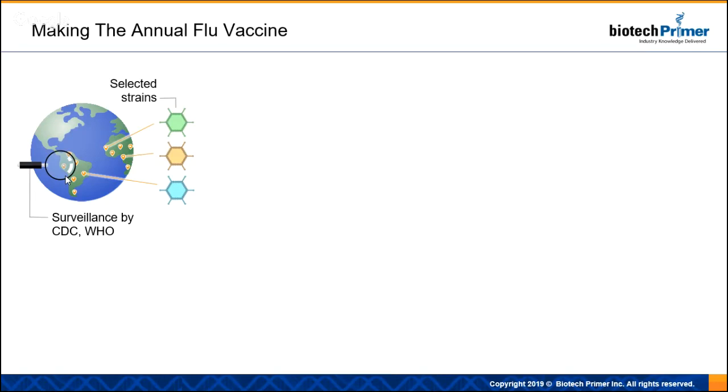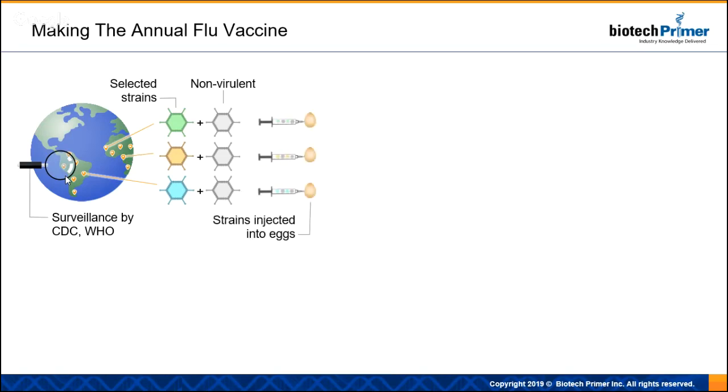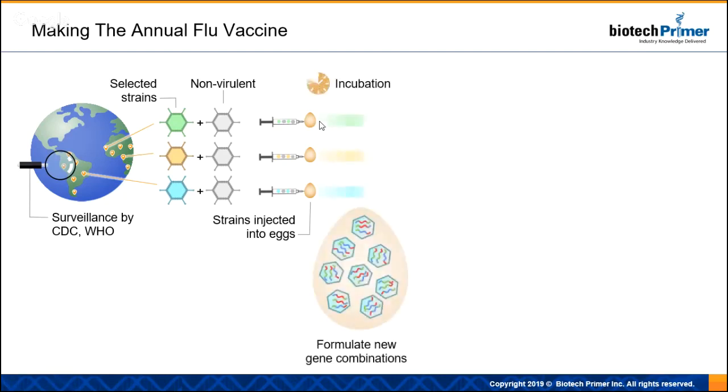And the way that vaccine is made is the selected strains are mixed with what are called non-virulent strains. And non-virulent just means that these strains don't make people sick. So not all viruses make people sick. And the idea is, if we mix the non-virulent strains with the virulent strains, we're going to inject both of these strains into the same egg, and yes, that is just a regular chicken egg, those strains are going to recombine. So we're going to incubate them.